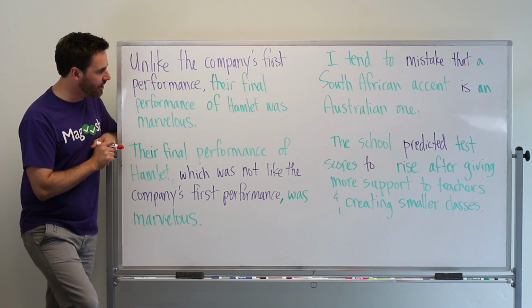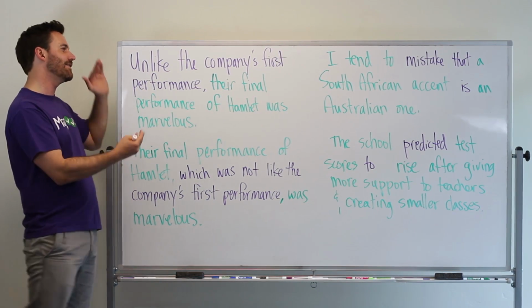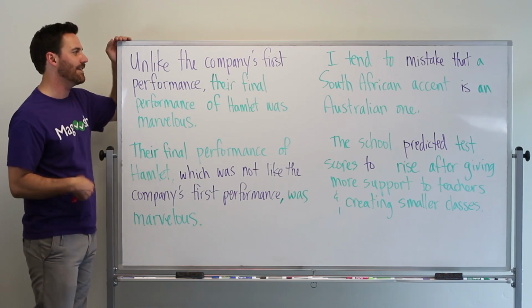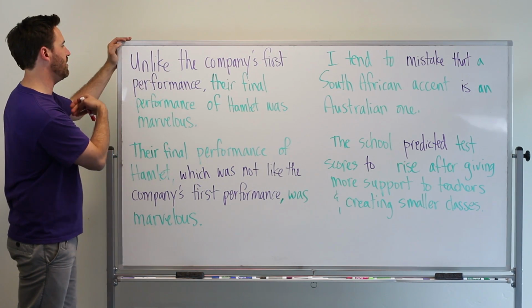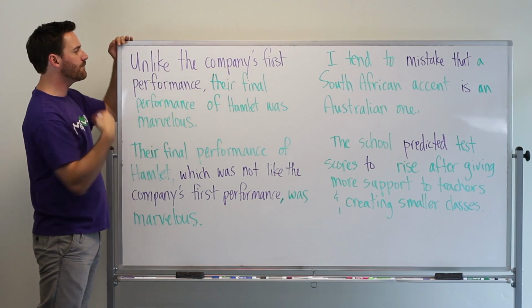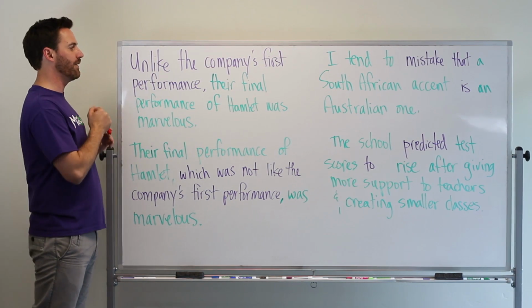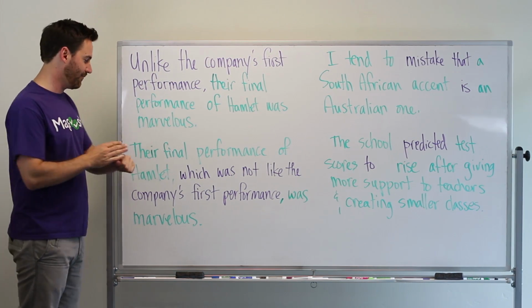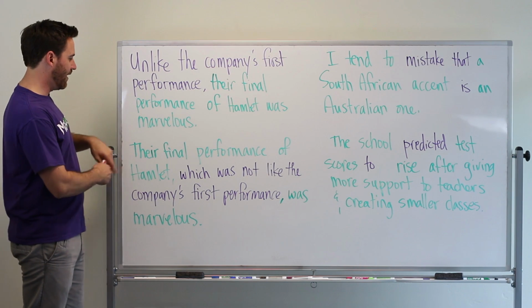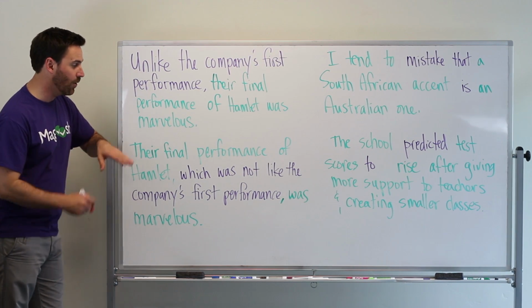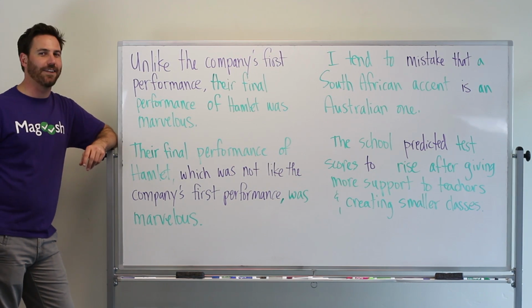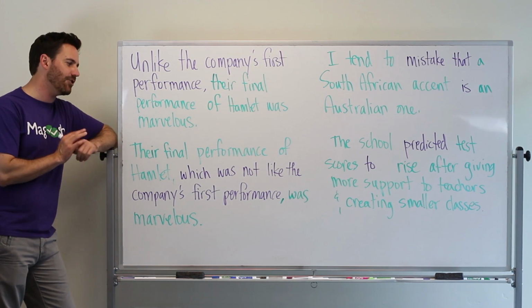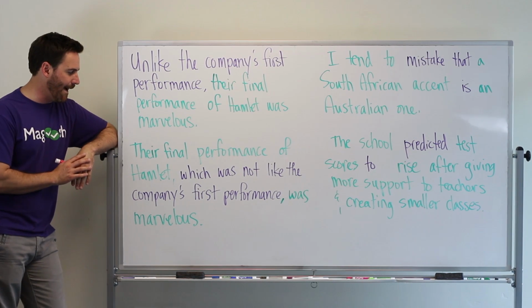Our first option here, we have two sentences, two different ways to write these sentences. The first option: unlike the company's first performance, their final performance of Hamlet was marvelous. Second option: their final performance of Hamlet, which was not like the company's first performance, was marvelous. This one is actually pretty subtle.